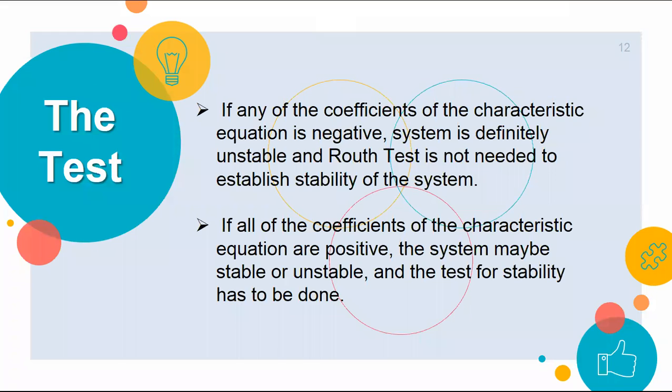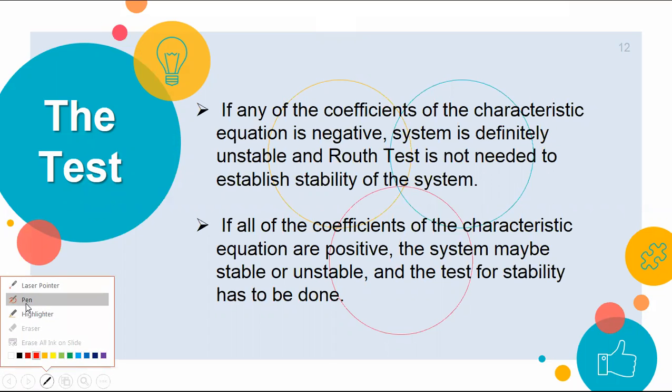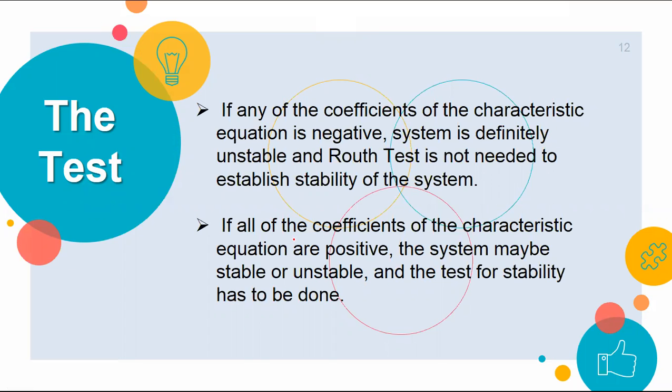The next bullet here is the final bullet that tells you when you will apply the Routh test. If all the coefficients of the characteristic equation are positive, the system may be stable or unstable, and the test for stability has to be done. So if you're going to ask me what is very important, it is this: if all the coefficients of your characteristic equation are positive, it's still possible that your system would be unstable.